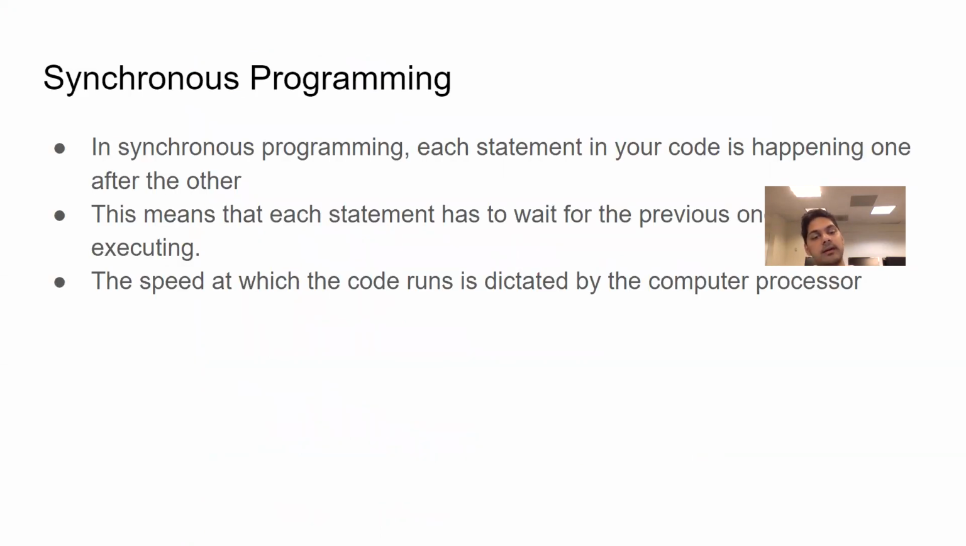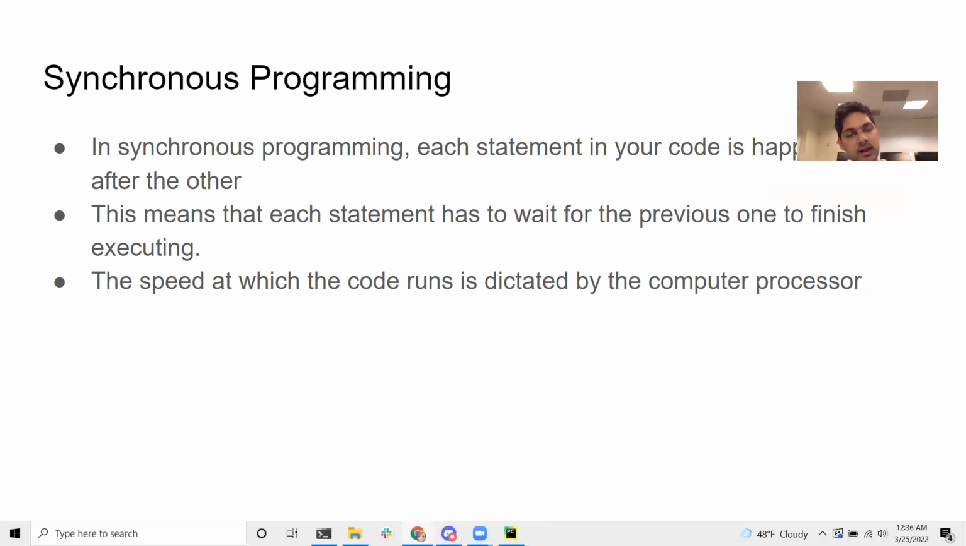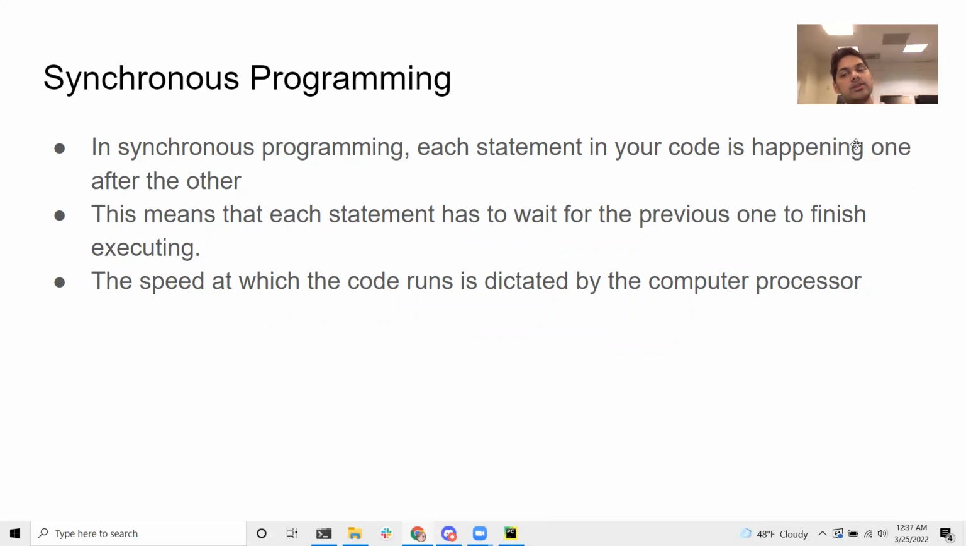So, synchronous programming. Synchronous programming is essentially everything you've done up until this point. My Python basics, for example, was all synchronous programming. Every statement happens one after the other, sequentially. We have to wait for the previous call expression to completely finish evaluating in order to get to the next one. And the speed at which our program runs is dictated by our computer processor.